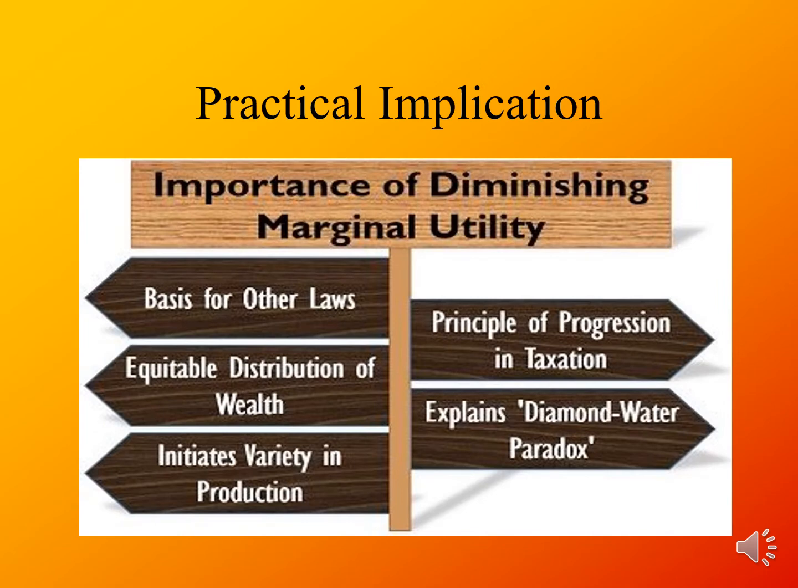Now, there are certain practical implications or importance of the law of diminishing marginal utility. It forms the basis for other laws. It explains the equitable distribution of wealth, and it helps in the taxation process. Also, it initiates variety in production. This particular concept also explains the diamond-water paradox.